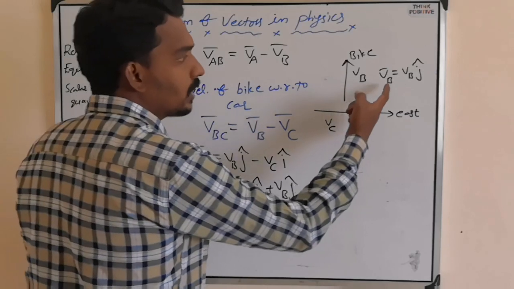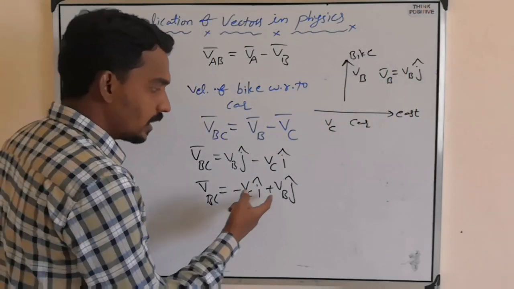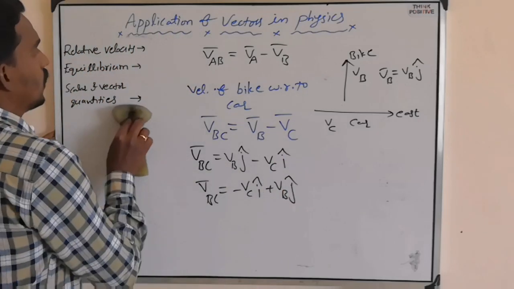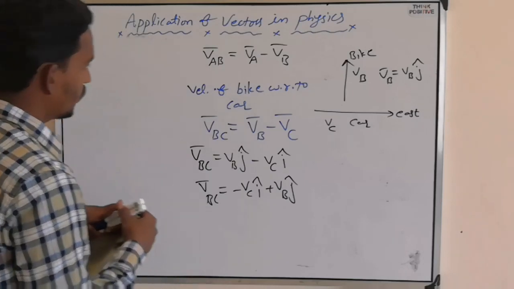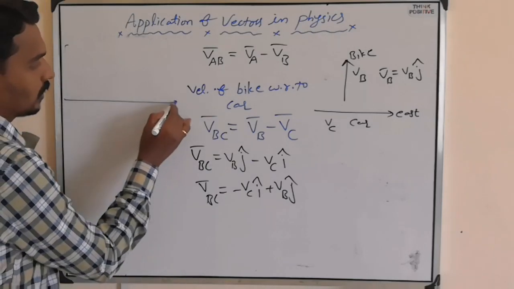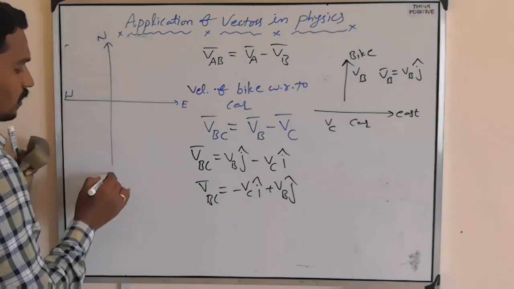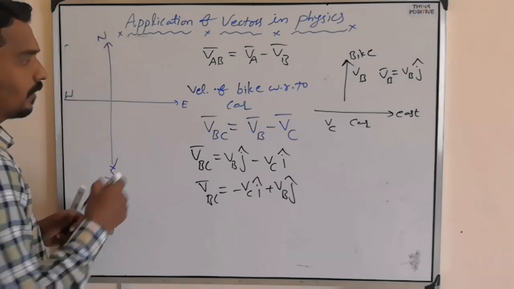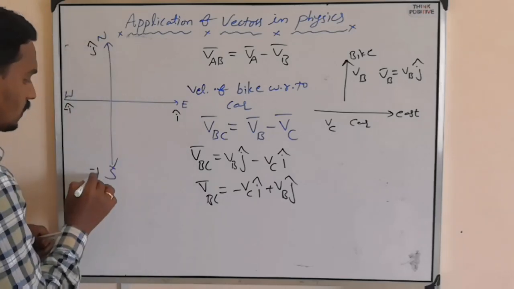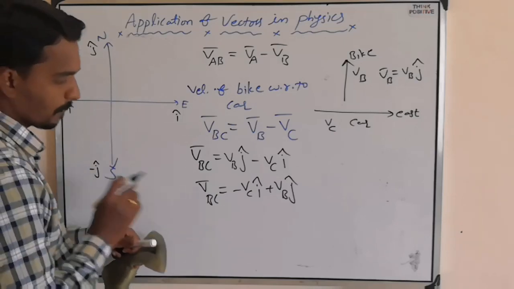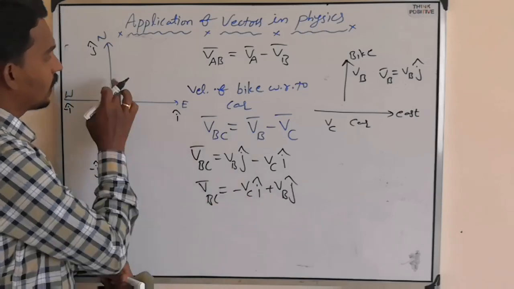See, actually the bike velocity is along J. But with respect to the car, there is I and there is J. So if you want to find the direction, how do you find it? Take the directions here always: east, west, north, south. Where this is I, this is minus I. This is J, this is minus J. Now minus I means this, plus J, this.